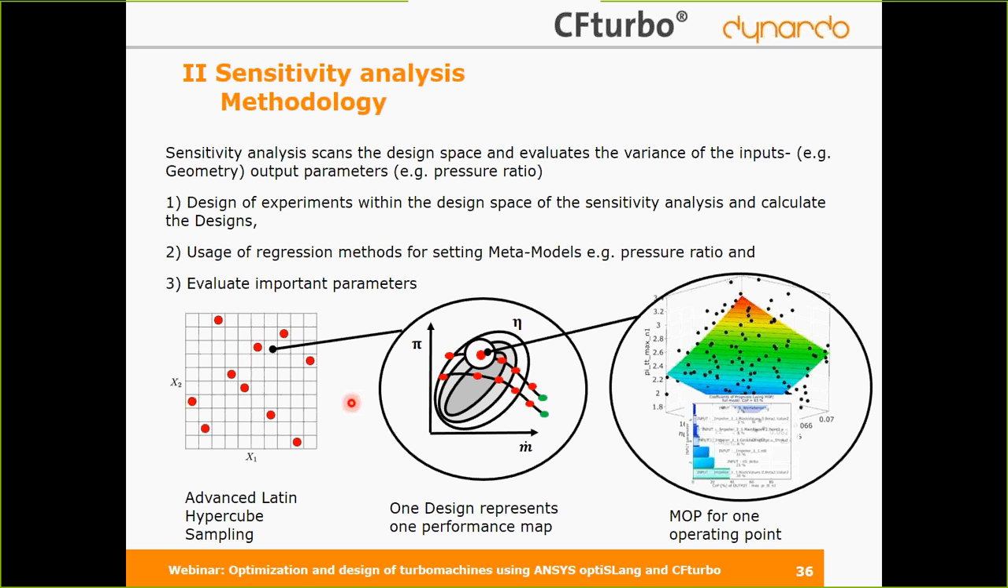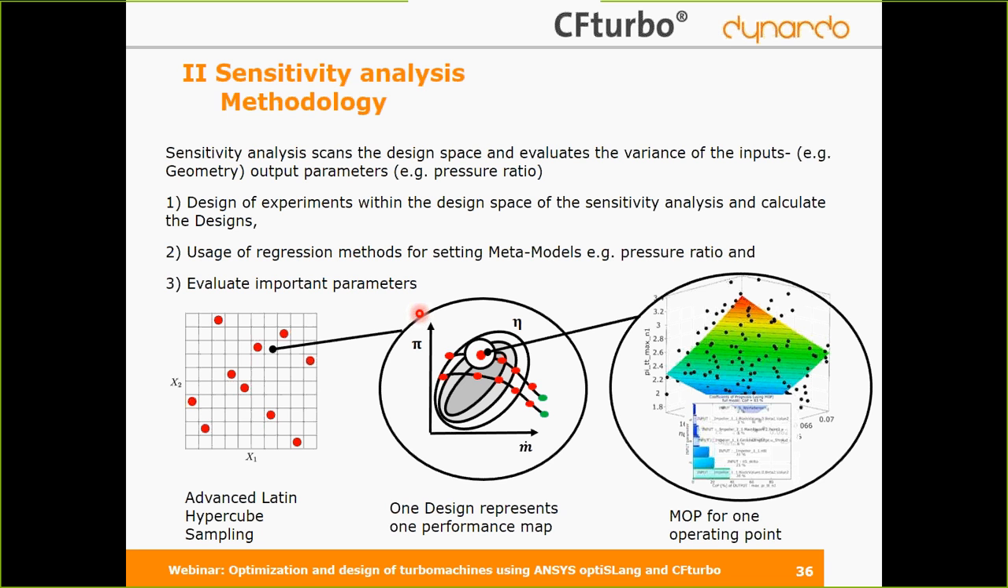Once the process is automated and the parameters are defined, you can start with the sensitivity analysis. Sensitivity analysis evaluates the variance of the input and the output parameter. For example, the output parameter is the pressure ratio, and you get an idea which of the mentioned input parameters influence your pressure ratio the most.